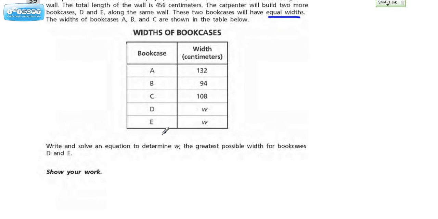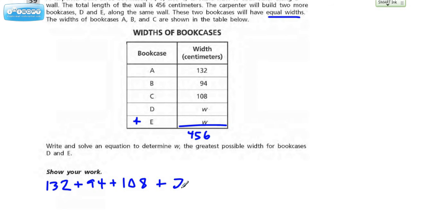All right, here's what we know. We know that if we add it all up, it has to equal 456 centimeters. So first of all, let's write our equation. We have 132 for bookshelf A, plus the 94, plus the 108, and then plus these 2, which are going to be the same width. So that means we have 2 that are the same width. We'll express that as 2W, and that will equal 456.